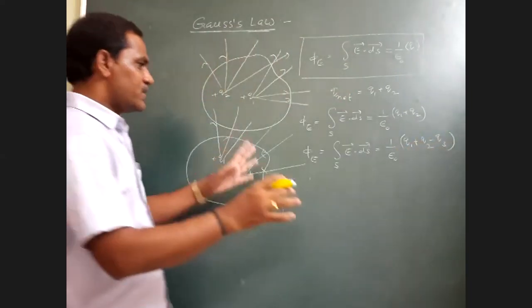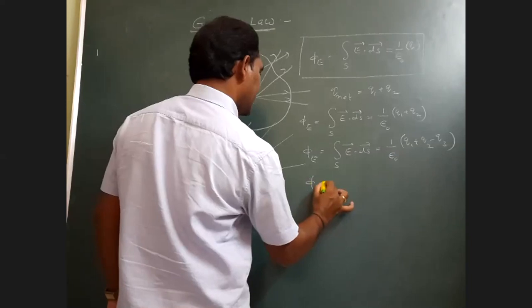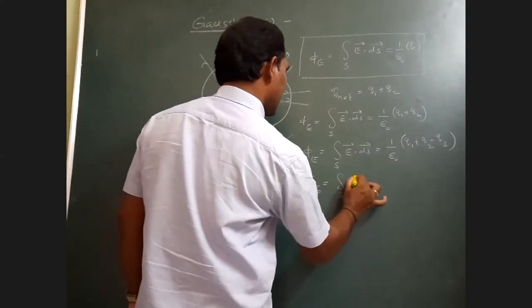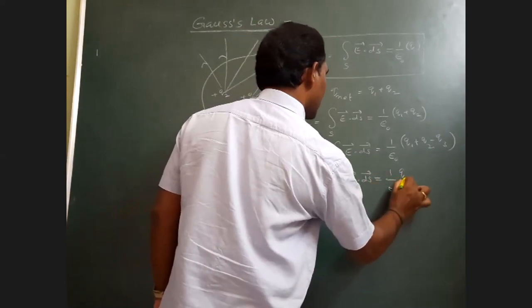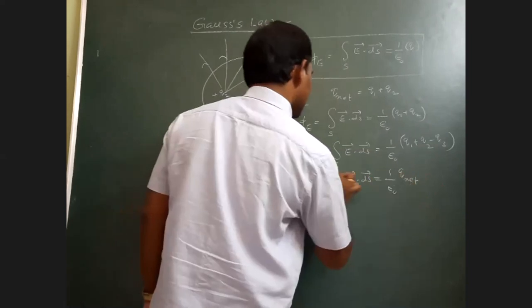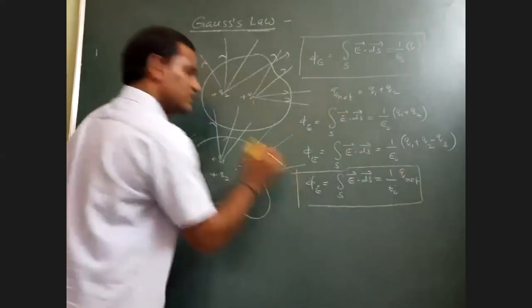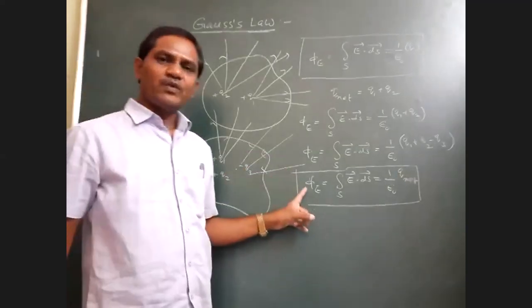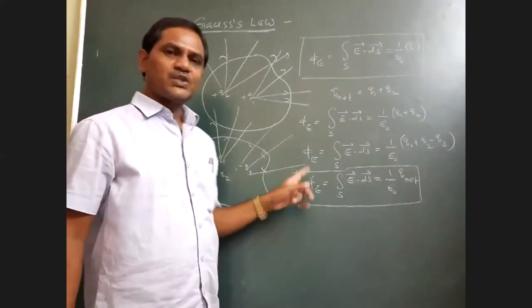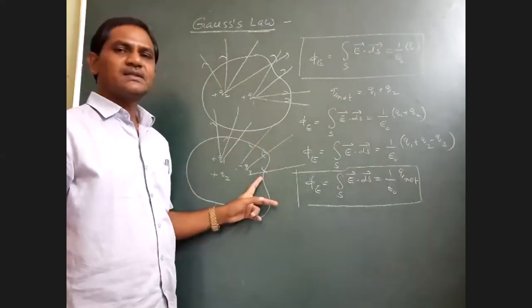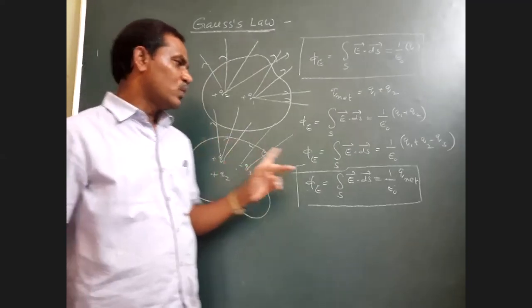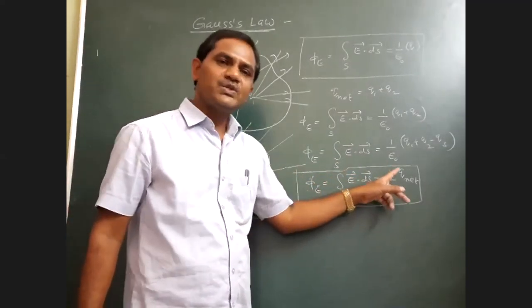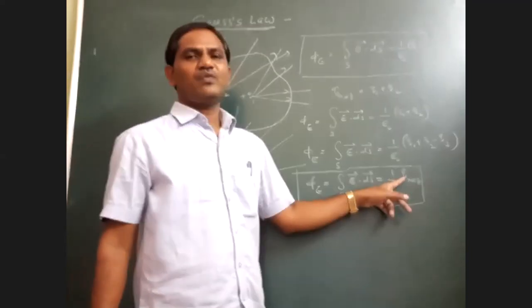So in general, I am writing phi E equals the surface integral of E bar dot ds bar, which equals 1 by epsilon naught times the net charge. This is the Gauss law statement. So what I am saying is, the statement of Gauss law is that the total flux through the closed surface about the charge is equal to 1 by epsilon naught times the net charge enclosed by that given closed surface. This is the statement of Gauss law.